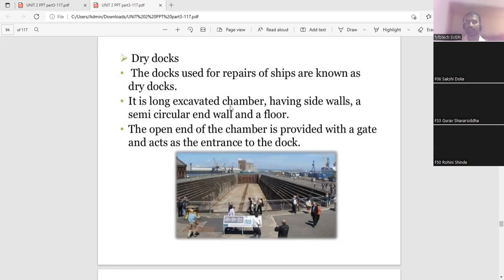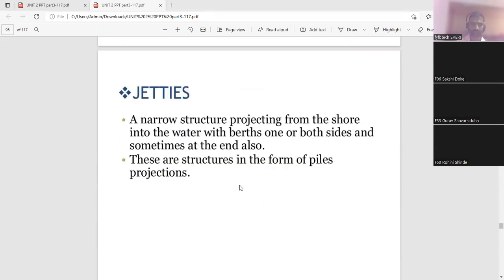It is a long excavated chamber having side walls, purely of timber material, or semicircular end wall and floor. The open end of the chamber is provided with a gate and acts as the entrance of the dock. So here there is an entrance of the dock that is made up of a gate. Through the gate the ship will come in, and after entering the dock, it is closed. So this is a dry dock. Is it clear, the difference between wet docks and harbor dry docks? Yes, sir. Good.